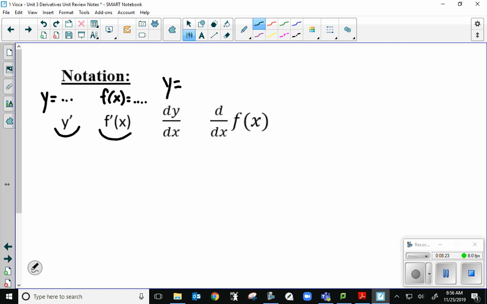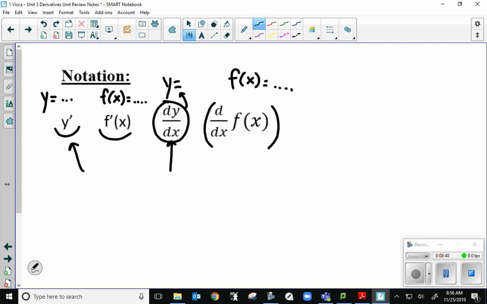If I have y equals, they might not always use this, although that's the short way to do it, and mathematicians really like to do things quicker, mathematically speaking. You might see dy dx. That means the derivative of y. And likewise, if I see d over dx of f of x, this is not multiplication. This means the derivative with respect to x of the function f of x. There you go. It's just all notation.